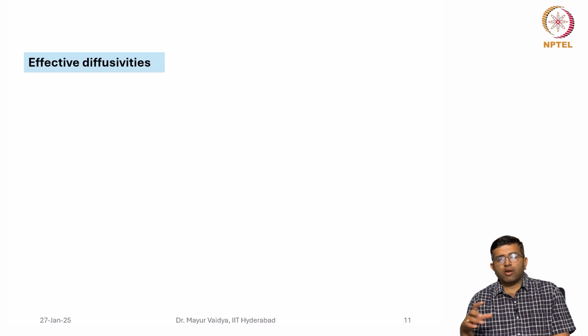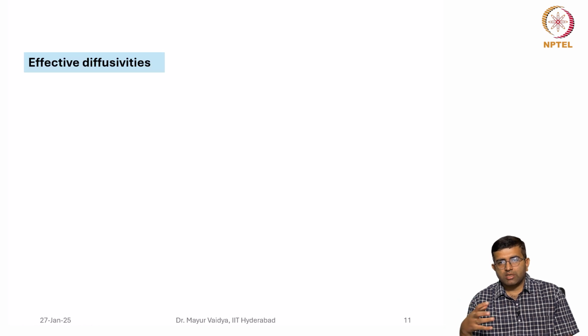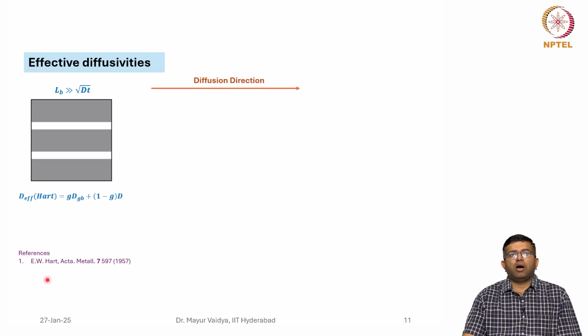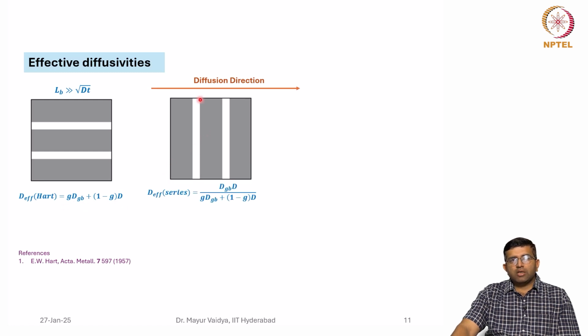Now, in the ultra fine grain or the nanocrystalline material, there are a lot of grain boundaries, comparable in amount to the grains that are present. So, effective diffusivities are written based on the direction or the arrangement of the grain boundaries and the grains. So, for the case L_B greater than root Dt, where the grains and grain boundaries are arranged as parallel slabs, the effective diffusivity is given by the Hart equation, G D_GB plus (1 minus G) D.